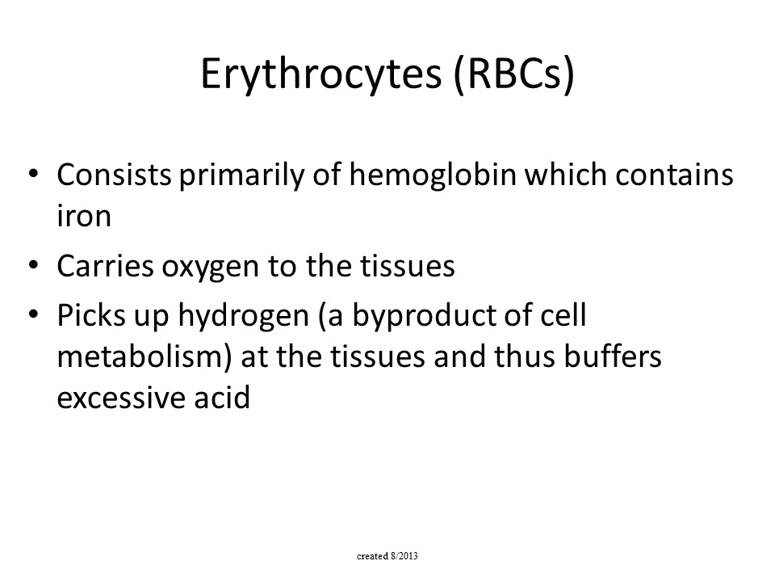It picks up a hydrogen, a byproduct of cell metabolism, at the tissues that buffers the excess acid. Okay. So the red blood cells primarily consist of hemoglobin, and that's good. It makes up 95% of the cell's mass, and the job of that red blood cell, the hemoglobin, is to transport oxygen to the tissues.